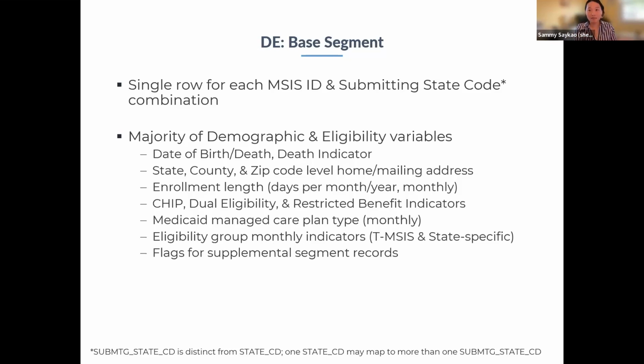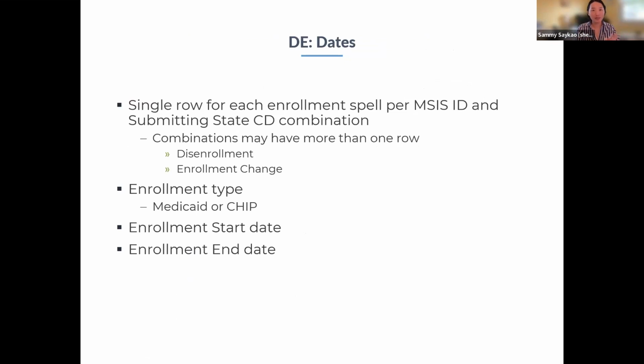So the base segment is most likely the segment you'll be working with the most. It's the segment that contains your summarized information on demographic and eligibility variables. Some variables of interest include enrollment, eligibility, and plan information. This file is also very useful because it has flags for any of the other supplemental segment records. So if you want to know, for example, does this beneficiary have any records in the managed care enrollment segment, this is the segment you go to, so you don't have to do it on your own. I'm sorry, I skipped 2.